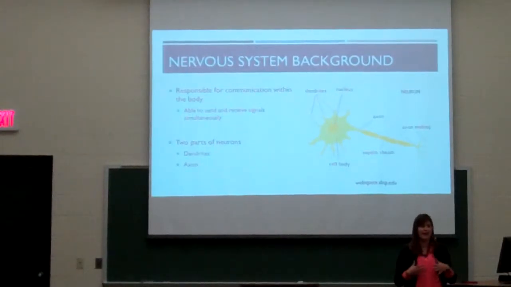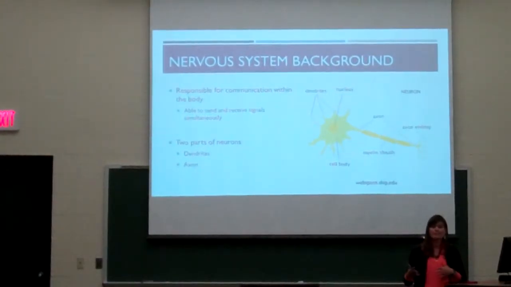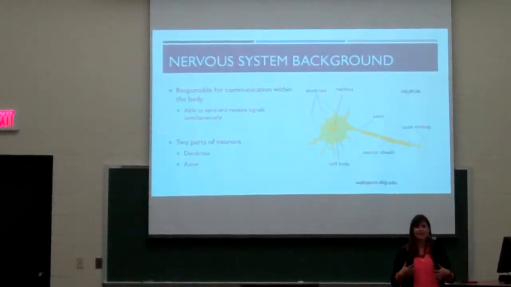Quick overview, background on the nervous system. It is responsible for all communication between cells and within the body. The nervous system is composed of neurons, and they are able to constantly, day in, day out, 24 hours, 7 days a week, receive and send signals. They are able to do this at the same time, so they are able to get a signal and receive one at the exact same millisecond.